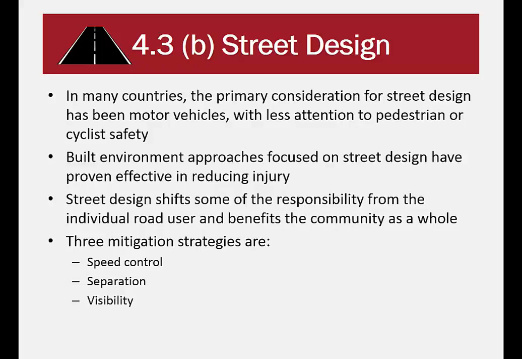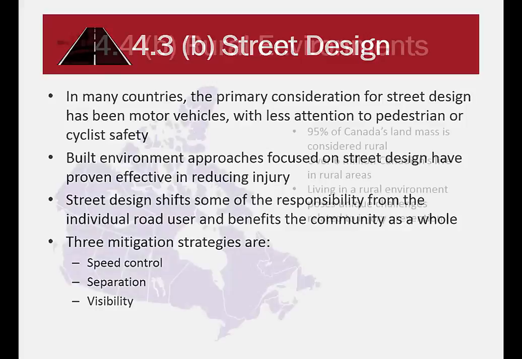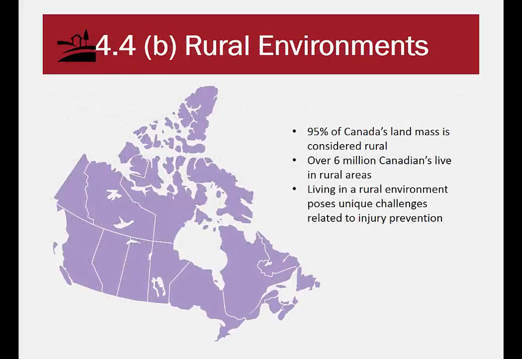Although there is promising evidence supporting the effectiveness of built environment street design interventions, there is a need for more well-controlled studies. In Canada, the rural environment is an especially important aspect of the physical environment. Canada is a vast country with 95% of its landmass considered rural, northern, or remote. Over 6 million Canadians live in rural areas, representing 19% of the Canadian population.